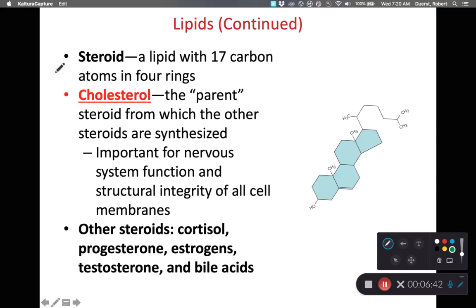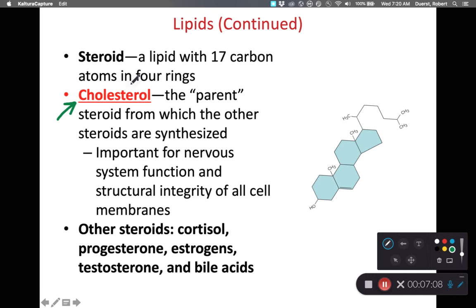As we look at steroids, steroids are a category of lipids that have 17 carbon atoms within 4 separate rings. So if you ever see this 4-ring structure, I want you to think of steroids. All steroids are going to start with the base cholesterol. So that's our parent molecule. Some cholesterol in our body is from dietary sources. The vast majority of the cholesterol within our body comes from our own bodies manufacturing it.